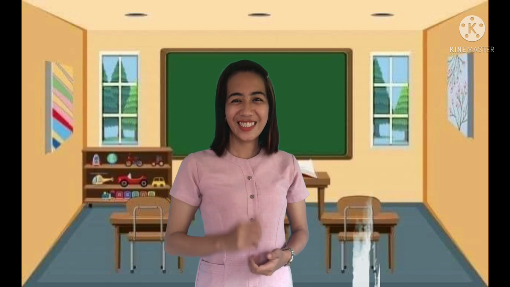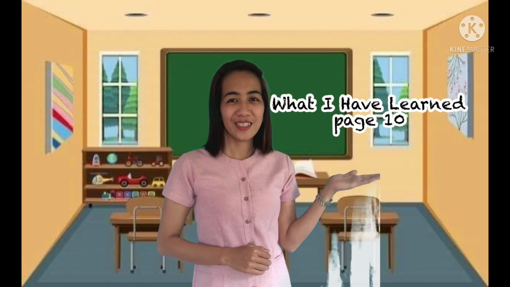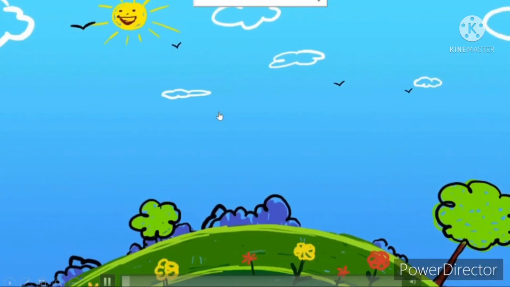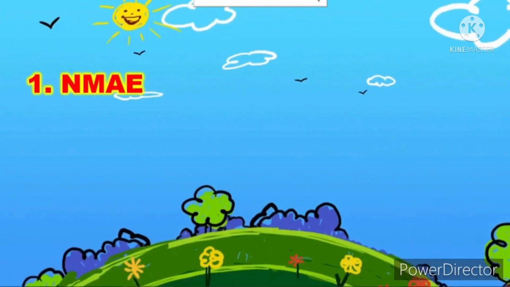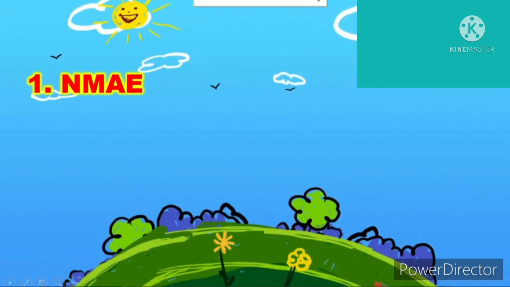Very good! For our next activity, I want you to explore more by answering the what I have learned activity in page 10. In this activity, you will rearrange the jumbled letters to name an important word that you have learned. And please tell something about these words. Are you ready? Let's begin! The first jumbled letter is. You have 10 seconds to arrange this. Your time starts now.